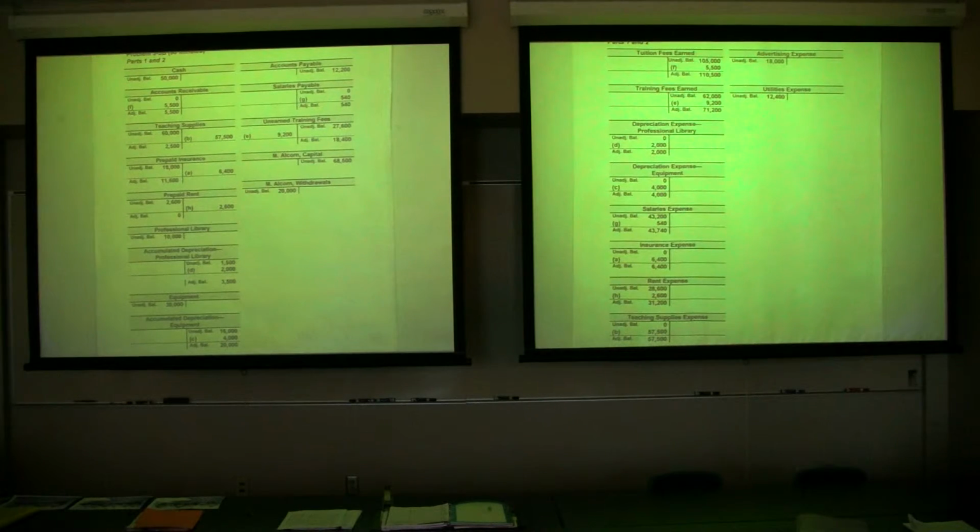So basically just write down the single ending balance. We write down the cash, debit 50,000. Whatever didn't change was on here. Accounts receivable didn't change.